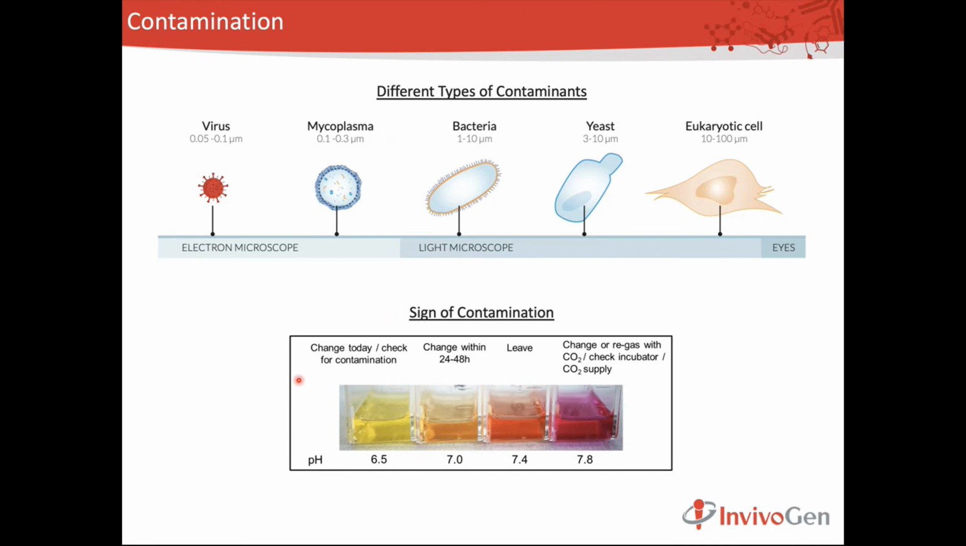Signs of contamination. So it's very easy. If you have some experience with cell culture, you may already know that bacteria and yeast contamination will lead to yellow medium, or even you can see cloudy medium. So that means you have contamination. So from this example, you can also see the different meanings of the different looks of the medium.